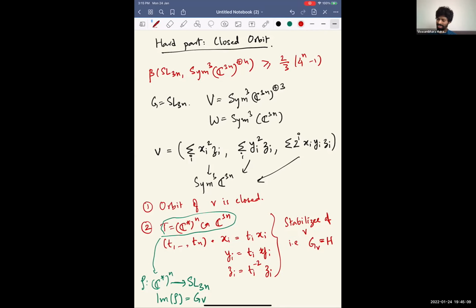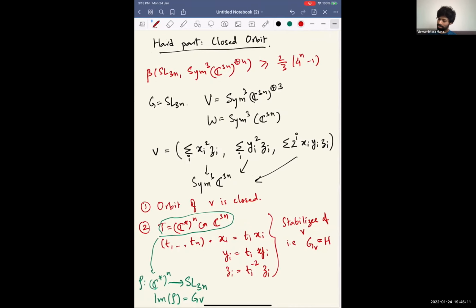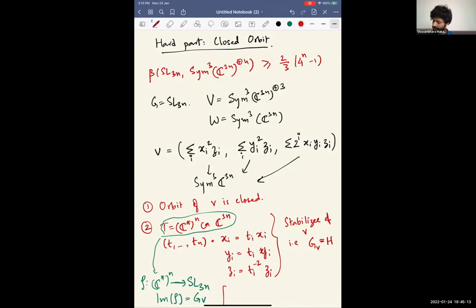So that's the simplification. It also makes it easier for me to tell you, and even for myself. Okay, so that's the stabilizer. And then the third step is going to be the degree bound for this torus action, so I will call it T, which I will just write equal to H. Really bad, imprecise mathematics, but I'm sure you understand. The action is the same, so the degree bound ends up being the same, with Sym3 C3n being greater than 2 over 3, 4 to the n minus 1.